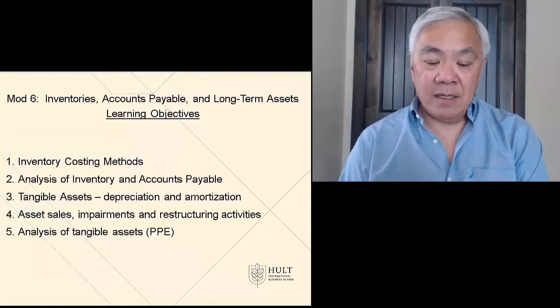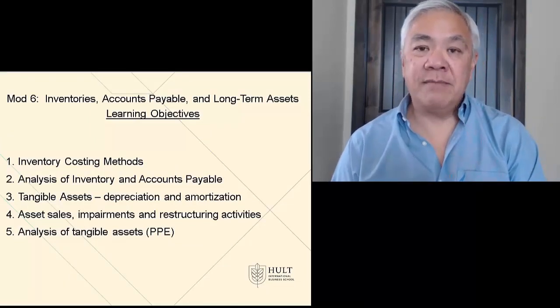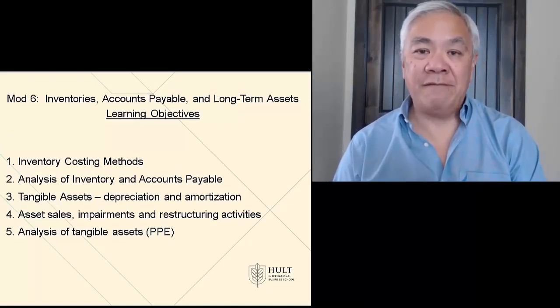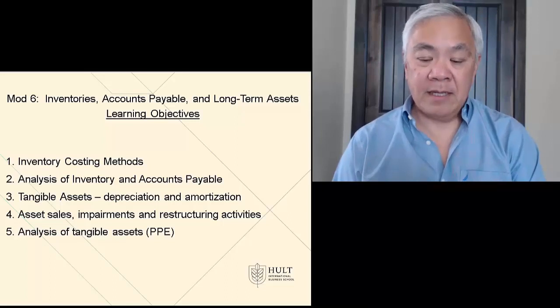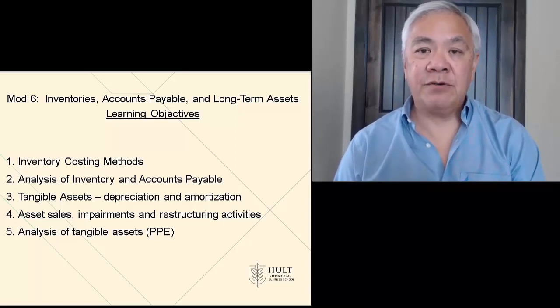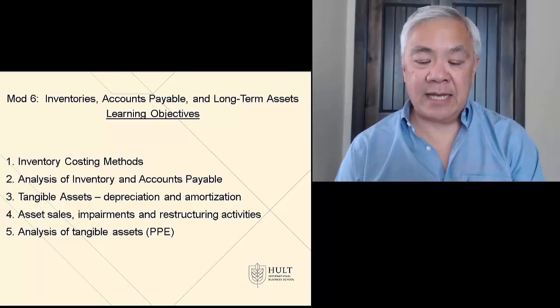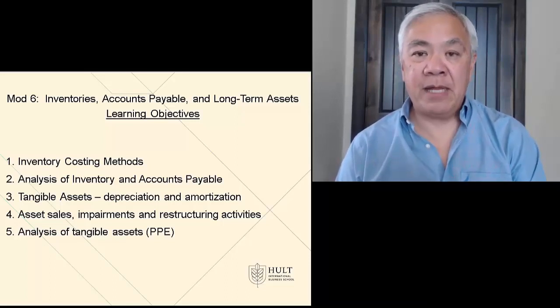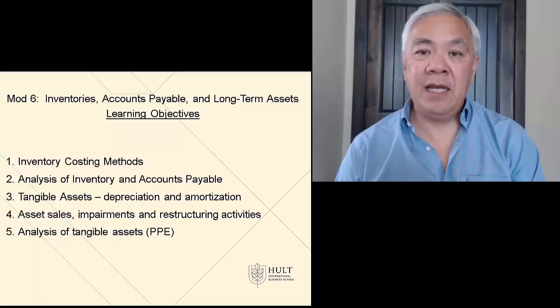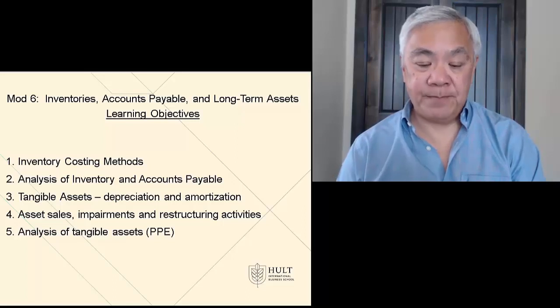Learning objectives for this mod. One is to look at inventory costing methods. You may have heard of FIFO and LIFO, where we're going to learn it here. Then we're going to look at how do we analyze inventory and the related side of accounts payable. Third, look at tangible assets, specifically property, plant, and equipment, or PP&E, and focus on how it is allocated over time via the method of depreciation.